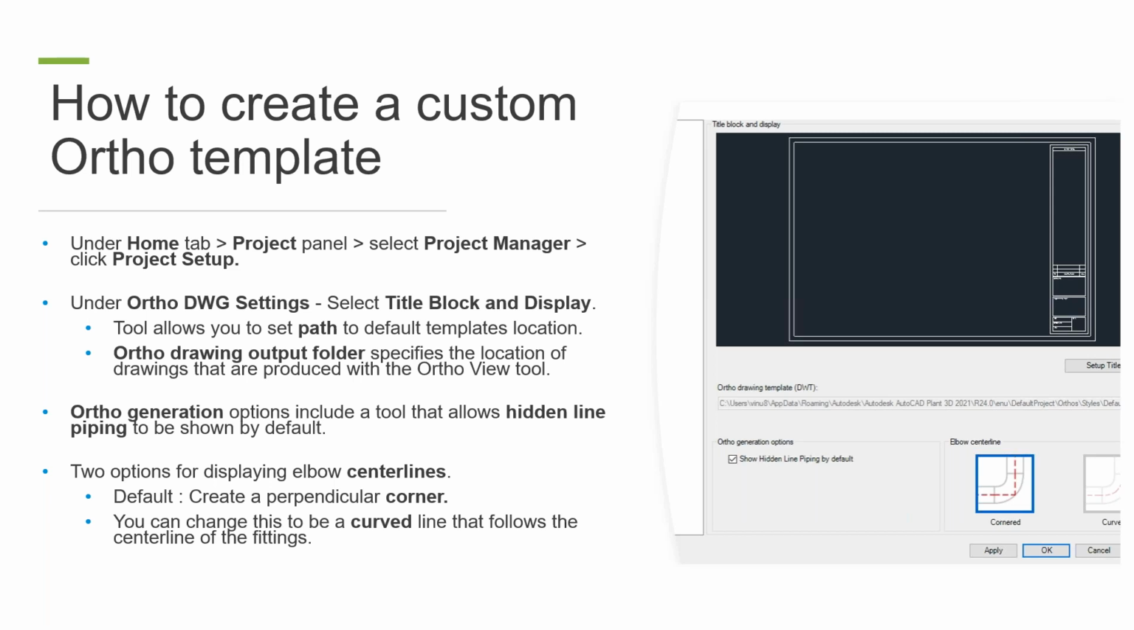Ortho generation options include a tool that allows headline piping to be shown by default. That's the checkbox that you see on that dialog box there on the right, and that is by default set that way. You can also control whether your center lines for elbows are shown as cornered or curved, and that's an option I've seen out there with different standards. So you have the option of setting it to follow the center line of the elbow, or just showing the intersection of the two pipes that are connected to the elbow. So these are the settings in Project Setup.